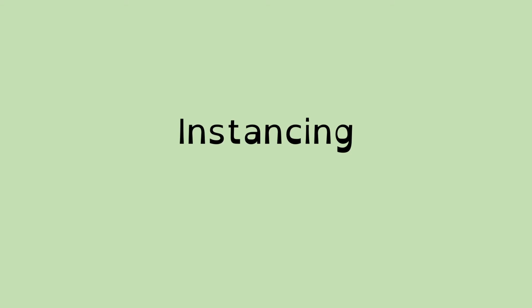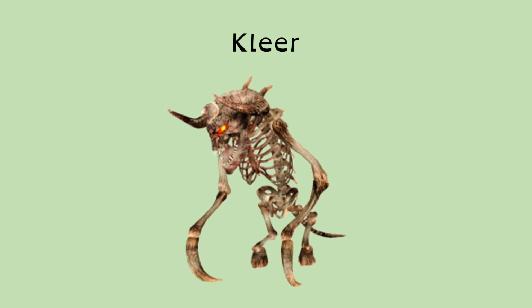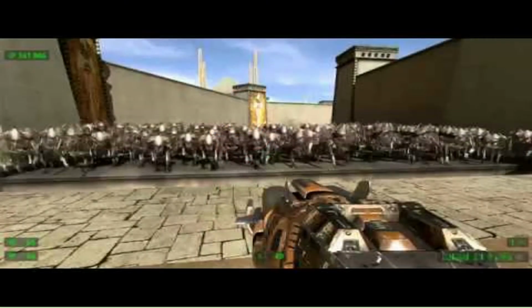I'm going to use an example, which is from Serious Sam. I've got a couple of blurry pictures here. Here's a thing called a clear, and here's a picture of lots of clears. So the point is that when you create the information about an enemy in a game, you create the information for one enemy, and this is like a blueprint for what that enemy looks like. And then in the actual game, you create multiple copies of the same enemy.